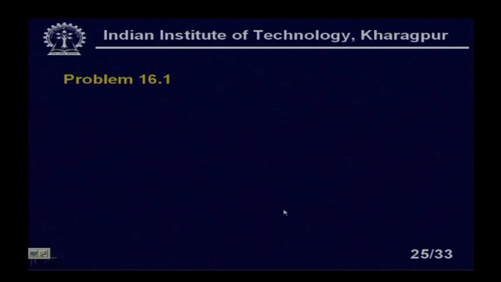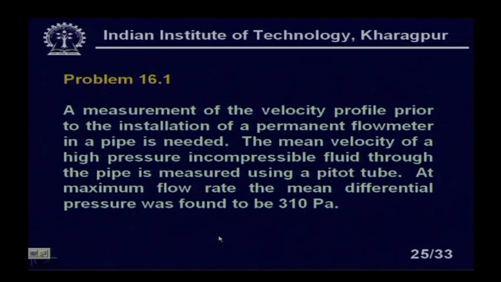Now, let us solve a few problems on the flow meter. Let us start with problem number 16.1. I will give the questions, then we will solve the problem. Problem number 16.1: a measurement of the velocity profile prior to the installation of a permanent flow meter in a pipe is needed, right. So, we first want to get an estimate of the flow velocity. The mean velocity of a high pressure incompressible fluid through the pipe is measured using the pitot tube. At maximum flow rate, the mean differential pressure was found to be 310 pascals, right.